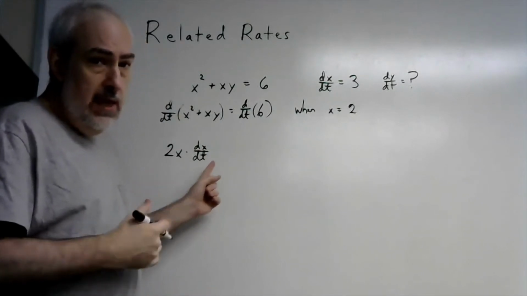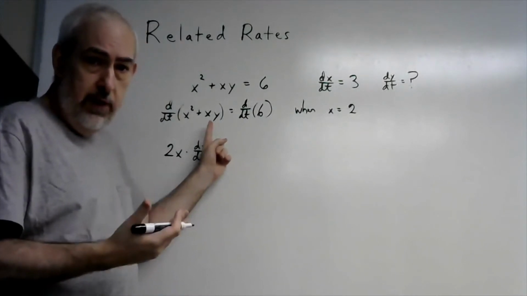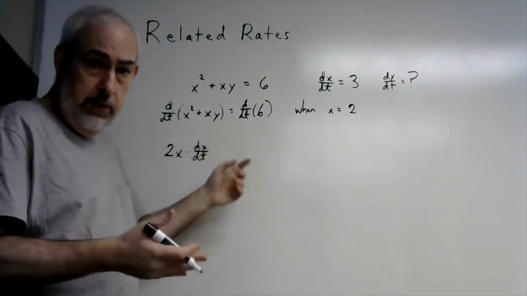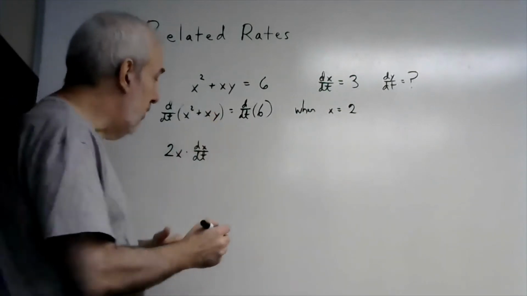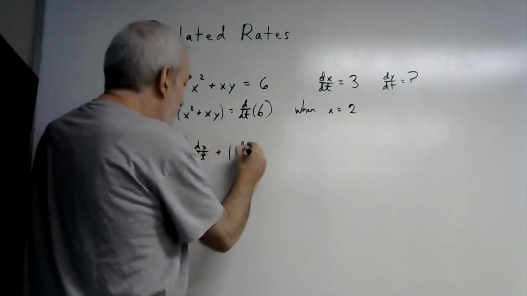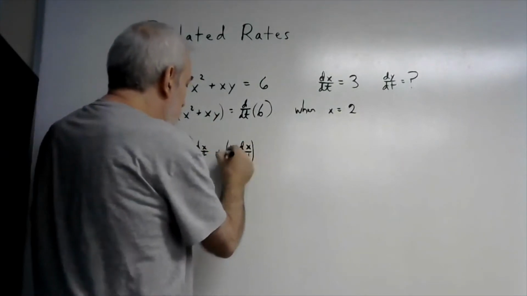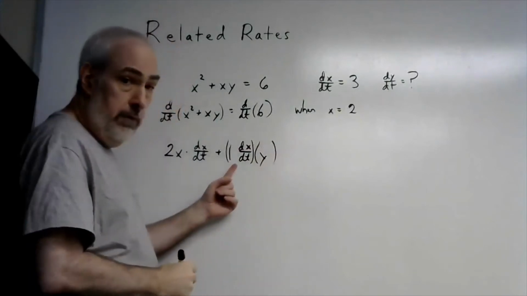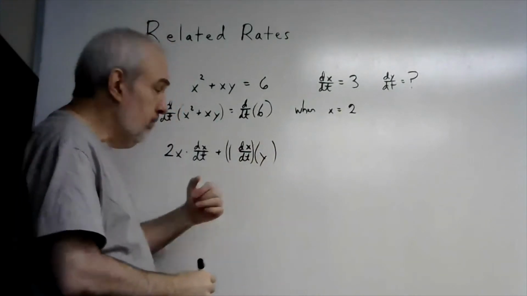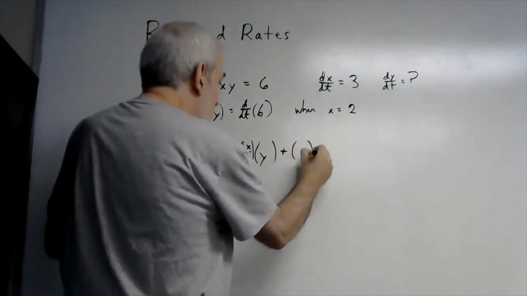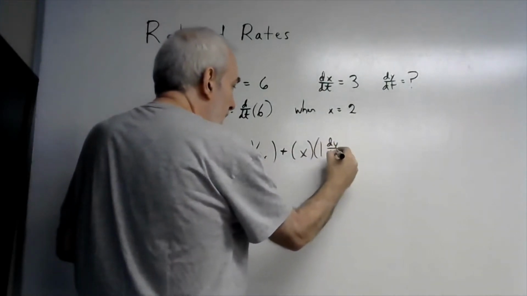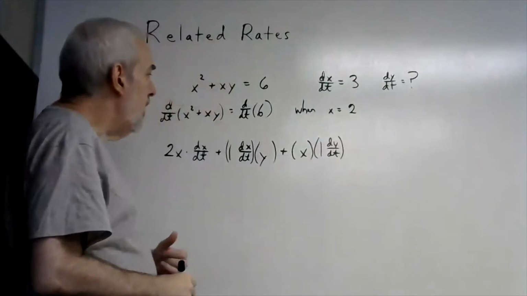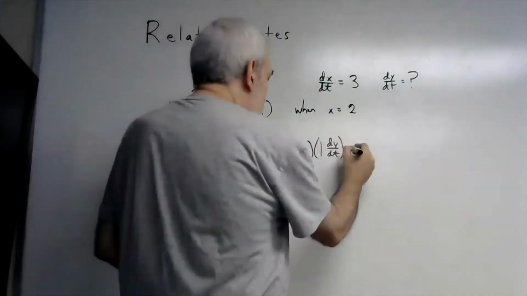Okay? You have to be a little bit careful when you have a product of two functions like x times y here. You need to be applying the product rule. So the derivative of the first, derivative of x, would be 1 dx/dt. So that's the derivative of the first times the second, plus the first, which is just x, times the derivative of the second, which is going to be 1 dy/dt. And the derivative of a constant is 0.